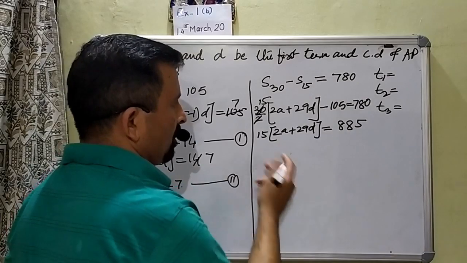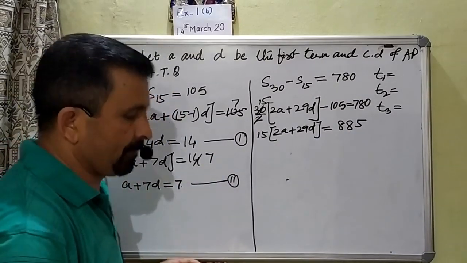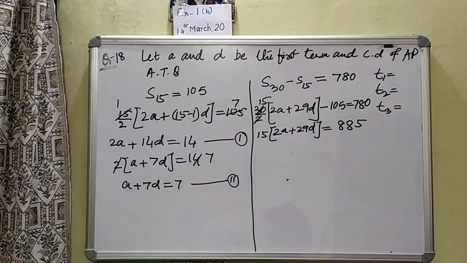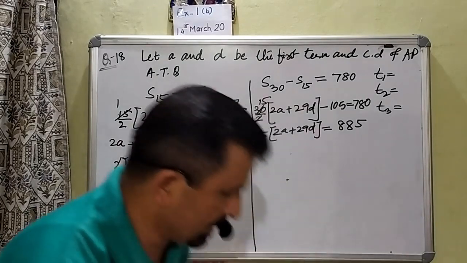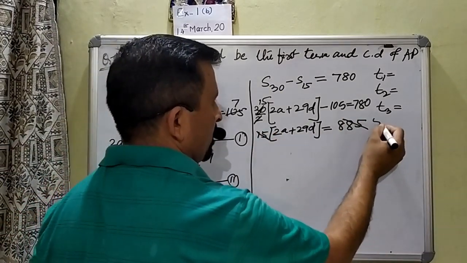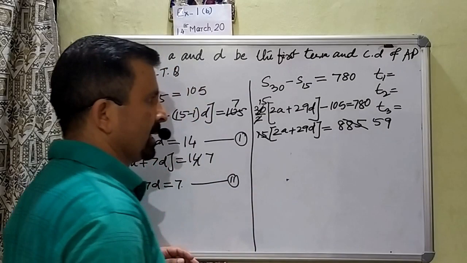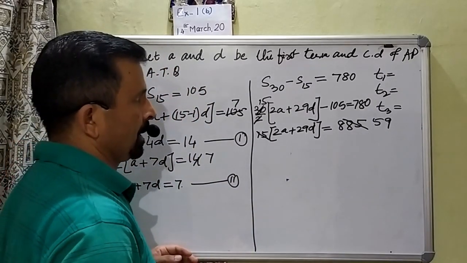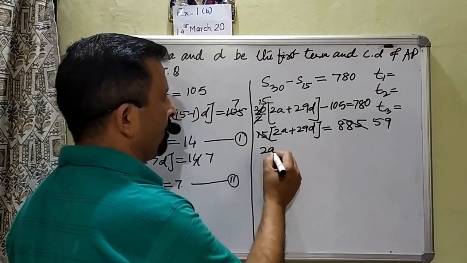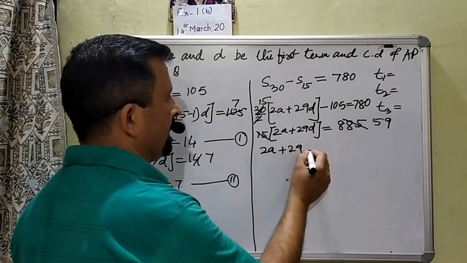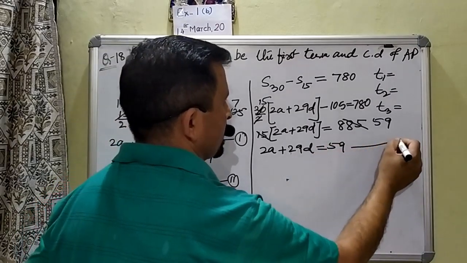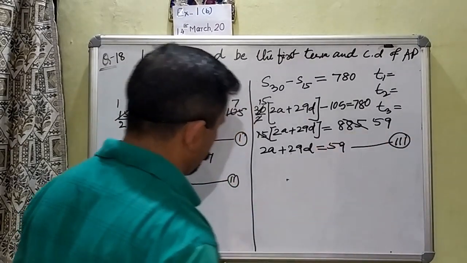Now, can this be divisible by 15? We can just cross check whether it can be divisible by 15 or not. Yes, it is divisible by 15. So when we divide this by 15, it comes as equal to 59. Now, this is 2a plus 29d is equal to 59. We got this equation. Let us name this as equation number 3.